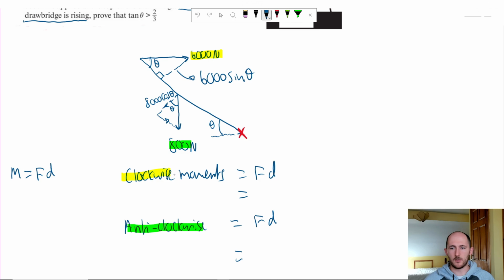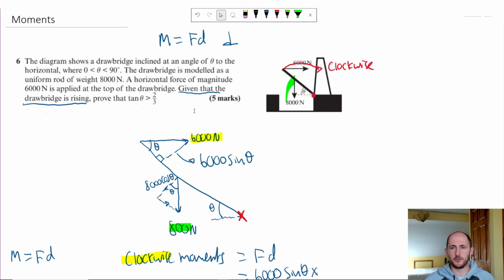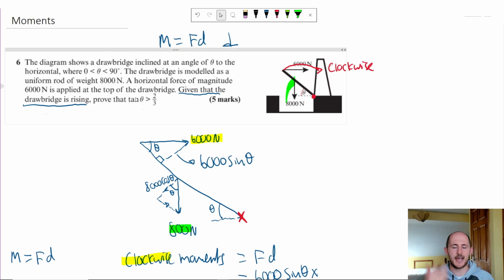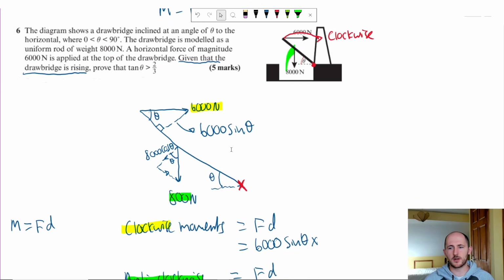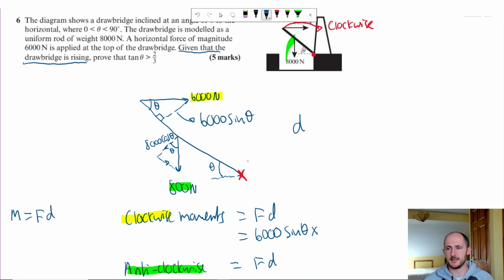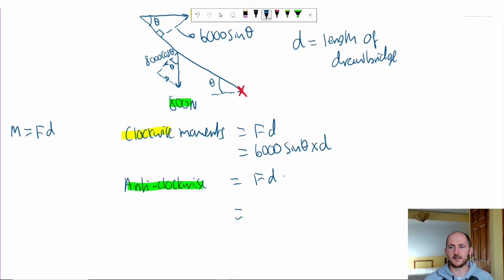So now what we need to do is do the calculation. So we have 6,000 sine theta, because remember we want the perpendicular component, times, well, what is the length of the drawbridge? Well, if I look at the actual question, it doesn't tell me what the length of the drawbridge is. So I'm just going to say the length of the drawbridge is D, because I don't know what it is. So 6,000 sine theta times D. So in other words, it would be 6,000 D sine theta.